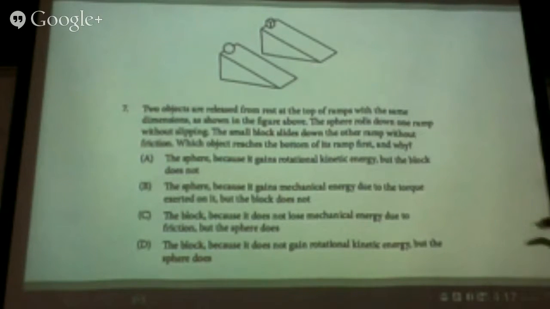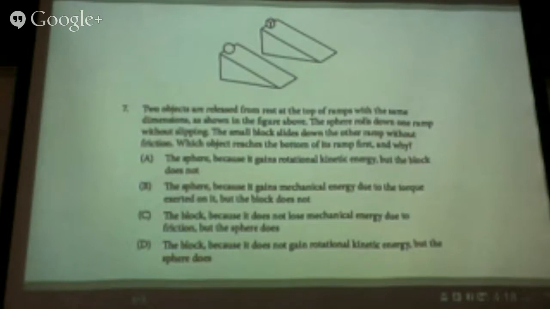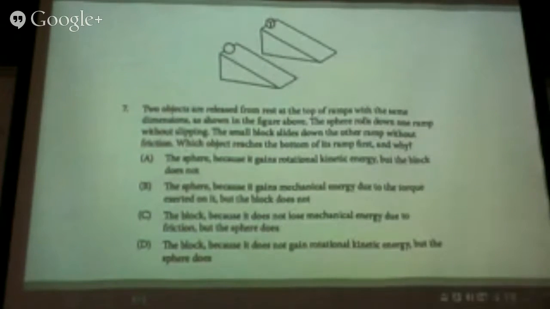Now this question is a little tricky too, because it doesn't just ask which one gets down to the bottom. That's the old style of question. Which one gets down there first? And the answers are the block or the sphere, or they both get down at the same time, or there's not enough information to tell. That's the old style question. This one requires you to pick the right answer and the right justification for it. So we know the block gets down to the bottom. Which reaches the bottom of the ramp first? The block. So that narrows it down to C and D.